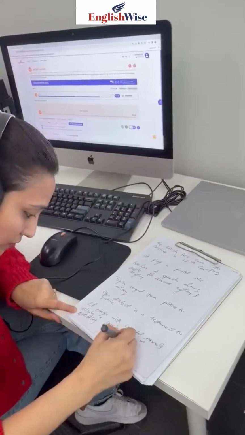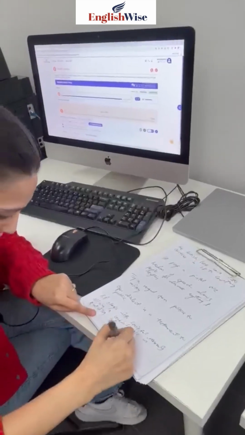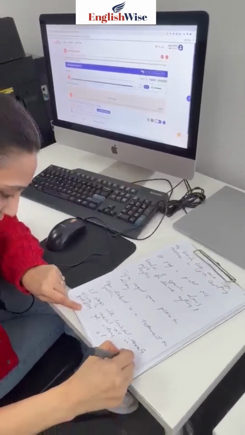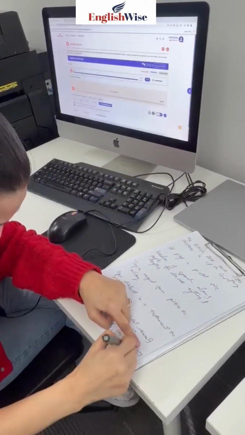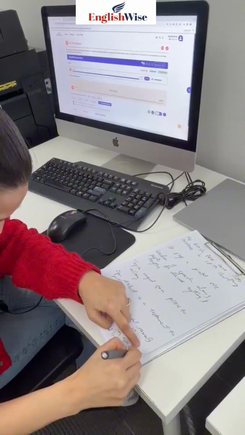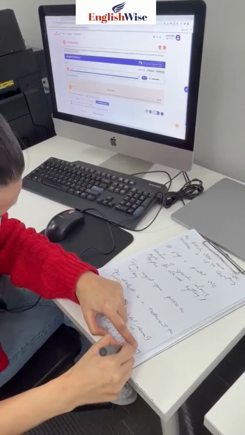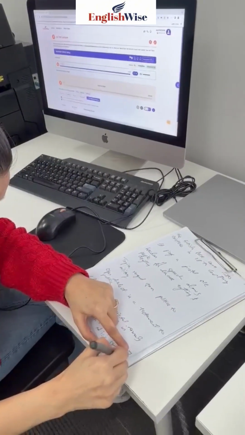In conclusion, the British press, with its rich history and commitment to freedom of speech, is more than just a news source. It's a symbol of public freedom, a watchdog of democracy, and an integral part of British society. Thank you for listening.